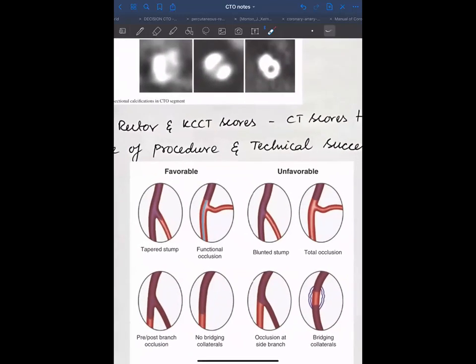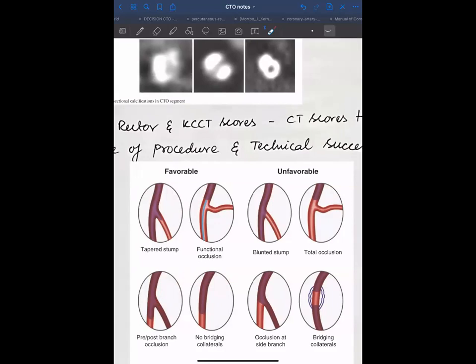So favorable, we will see. If there is a tapered stump, as we have seen, and also if it is a functional occlusion. So what is a functional occlusion? It is what was previously thought of as a TIMI-1 flow, where there is an occlusion, but there is a small channel through which we can see a trickle of blood flow. So that's a functional occlusion. And also if there is a pre or post branch occlusion, as we can see here, where it is not flush starting from the branch side entry, and also if there are no bridging collaterals. These four would confer a favorable anatomy with respect to a CTO.